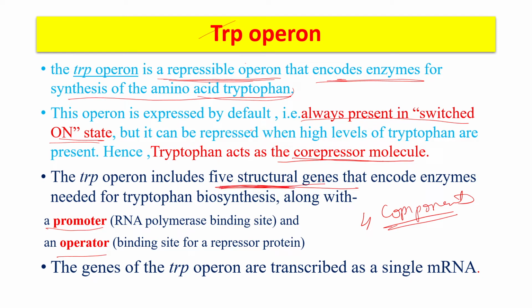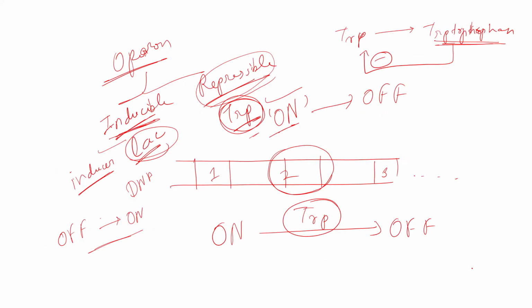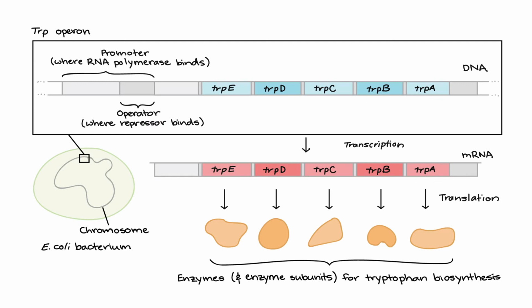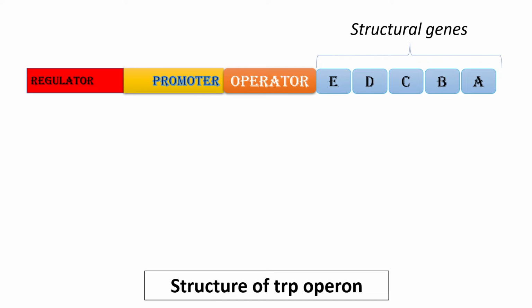In case of lac operon, we studied there are three structural genes, that was lac Z, Y, and A. In this case, we have five structural genes, and these five structural genes are transcribed into a single mRNA. Now let's see the structure of the trp operon. For simplicity, I have drawn it like this. You can see here the first component is our regulator, the second component is promoter, the third is operator, and the fourth component is our structural genes. Likewise, this is the structure of the trp operon.